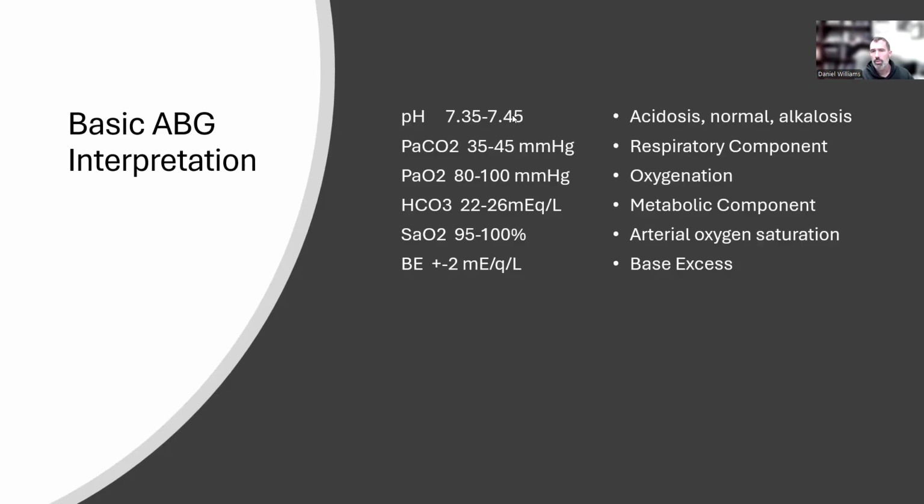So you've got to make sure that you can commit to those normal values. Absolutely have to know the normal values. 100% cannot do ABG interpretation without knowing the normal values. You must know those. It's also important to note that the PaCO2, partial pressure of arterial carbon dioxide, is the respiratory component.